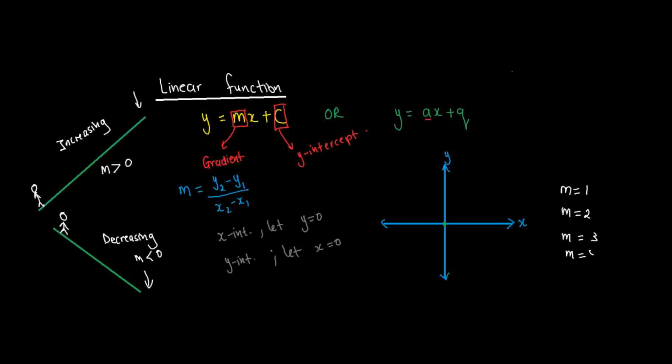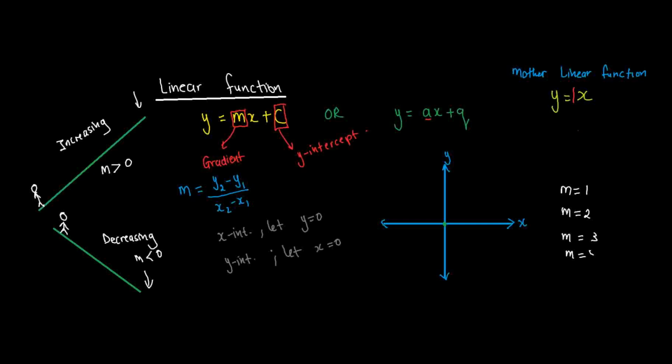Okay. The mother linear function. Mother linear function is y is equal to x. Now, this is a straight line function as well. Why? What is the m value? There's an invisible coefficient of 1. This means 1 times x.